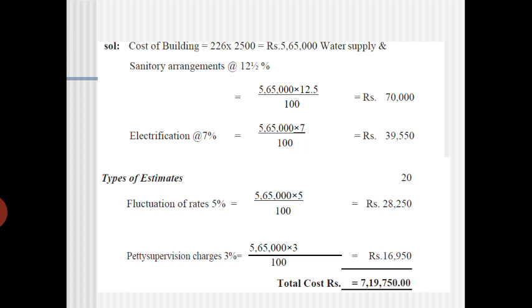If you add all those, the plinth area estimate followed by the accessories, in total you'll get 7 lakhs 19,750 rupees. This is the total rough estimate of the building of 226 square meters.